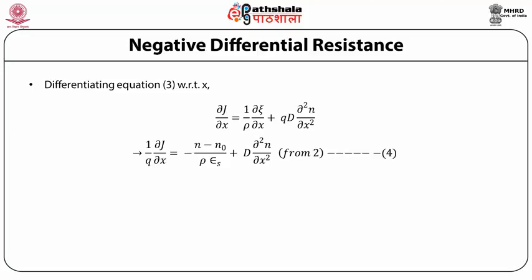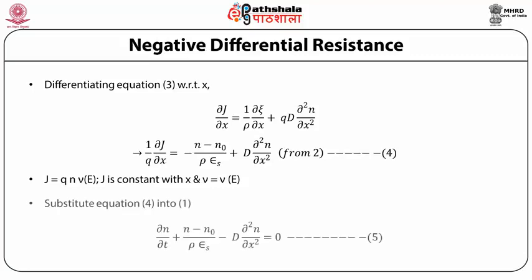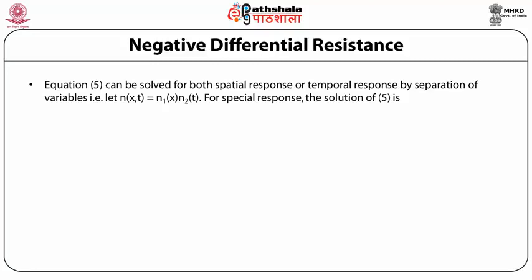So now substituting equation 4 and equation 1, and J equal to Q n v̄ E, where J is constant with x and ν equal to ν_E, we get ∂n/∂t plus (n minus n₀)/(ρ ε_s) minus D ∂²n/∂x² equal to 0. This equation can be solved for both spatial response or temporal response by the separation of variables, that is, let n(x,t) equal n₁(x) n₂(t).